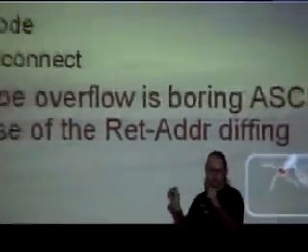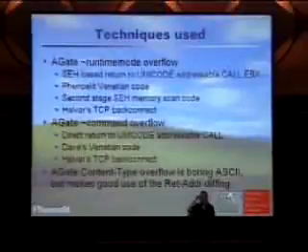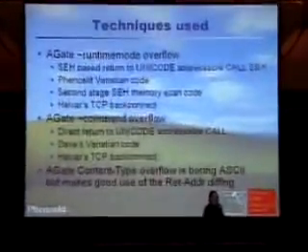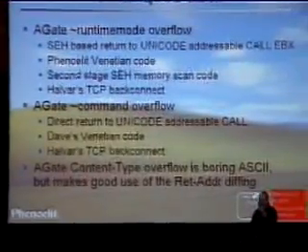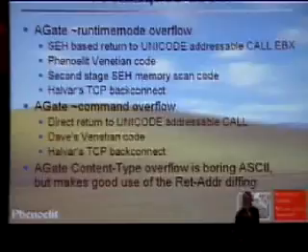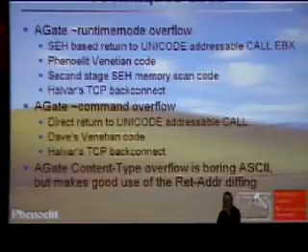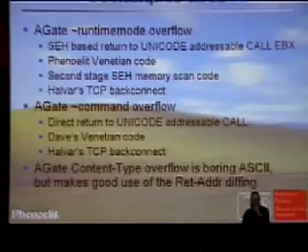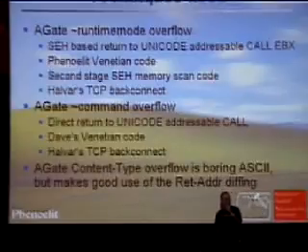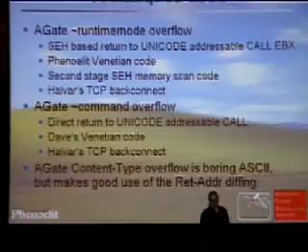For the agate command overflow, we're actually using a direct return, because there we have a pointer to useful data directly in a register at return time. We actually use Dave Vitel's shellcode, which is practical because you can see the difference if you take the time at home and look at the debugger. And of course, the content type overflow is pure ASCII, so it doesn't really matter. But here again, the return address diffing functionality of the plugin comes in fairly handy for having good ODAs.